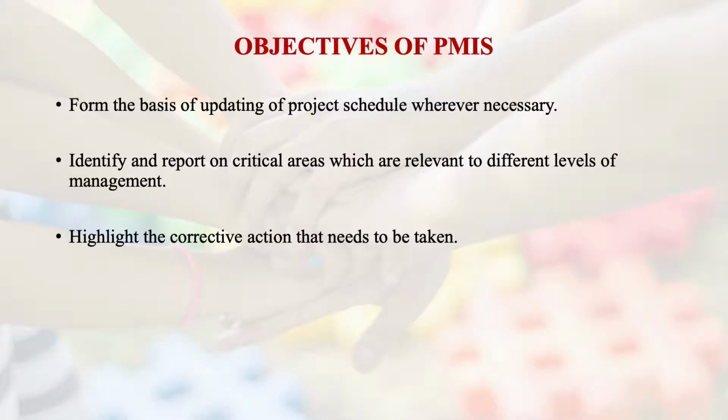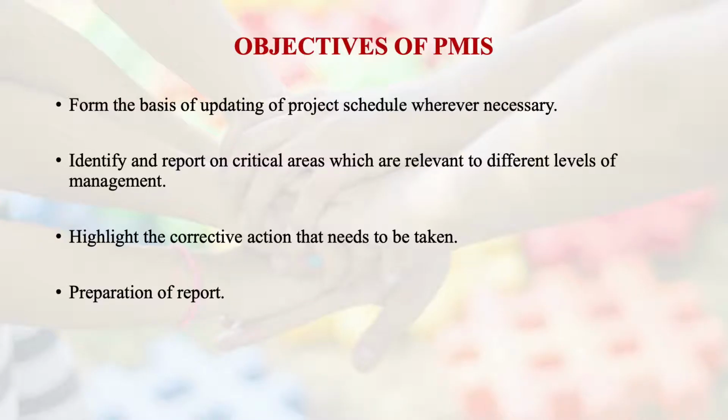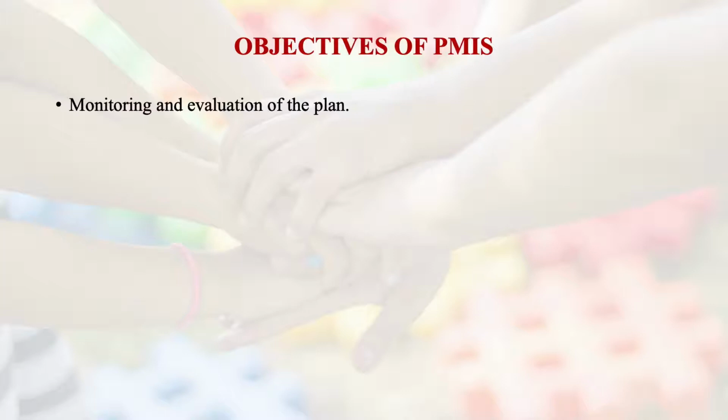It highlights the corrective action plans that need to be taken. Corrective action plans are one of the most important parts as far as project management information system is concerned. It also helps in preparation of reports. Then it also helps in monitoring and evaluation of plan, like whether a particular plan is going as per the plan or not. Do we need to take corrective actions or not? So these are all the basic steps which in any case you got to do when you are dealing with project management.